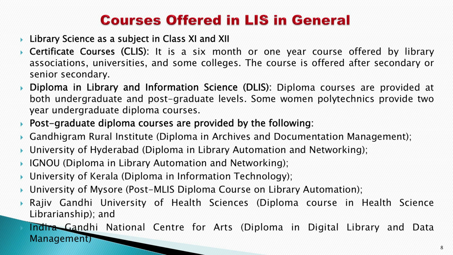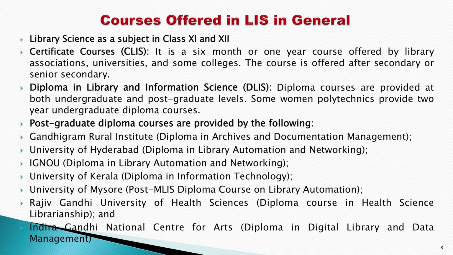Various courses offered in LIS education: library science as a subject in class 11 and 12, and certificate courses, CLIS. It is a 6-month or 1-year course offered by library associations, universities and some colleges. The course is offered after secondary or senior secondary. Diploma in Library and Information Science, DLIS. Diploma courses are provided both at undergraduate and postgraduate levels. Some women's polytechnics provide 2-year undergraduate diploma courses.